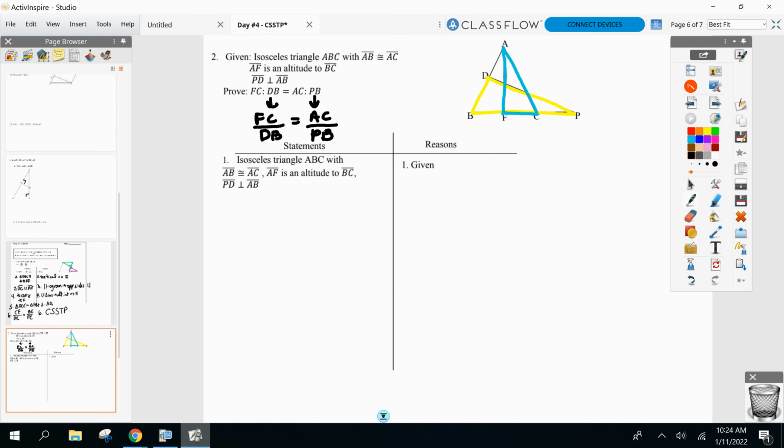All right, let's talk where your angles should be now. I know where the triangles are. Now I got to find my angles. Each triangle should have a right angle. Let me first start with angle PDB is a right angle. Perpendicular lines form right angles. Separate step, AFC is a right angle. Definition of an altitude. Remember, altitudes form right angles from the vertex.